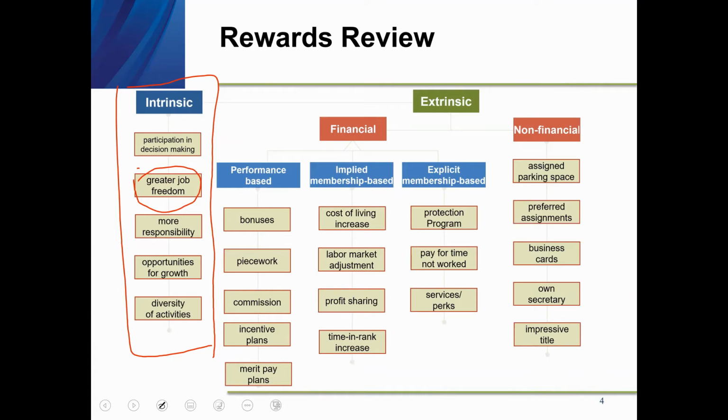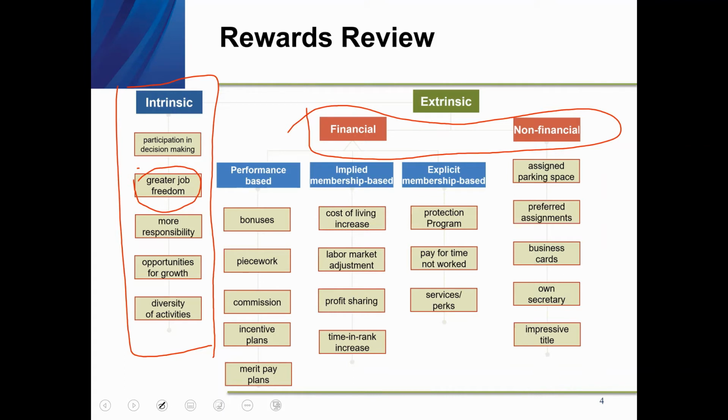While looking at the intrinsic rewards, let's talk about the extrinsic reward elements. If we closely look at that map, extrinsic reward divides into two parts. We are calling them financial and non-financial rewards.